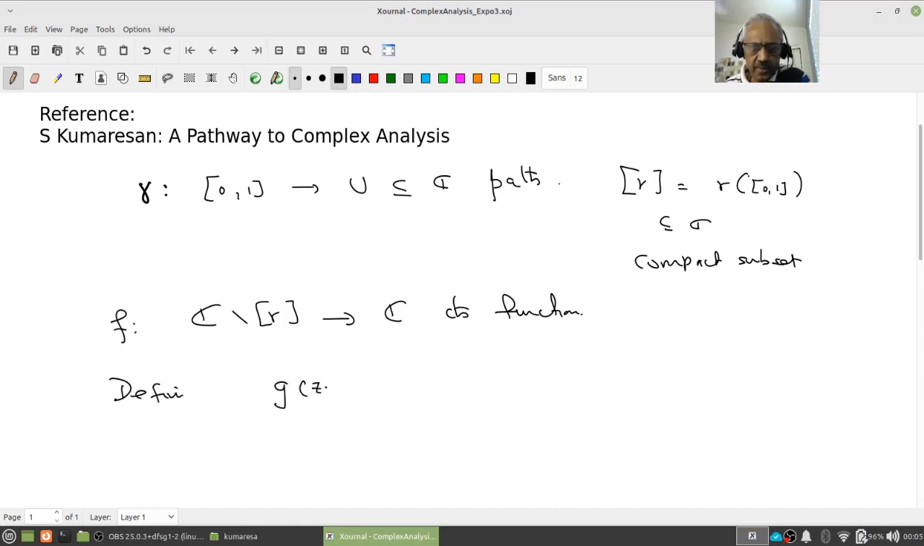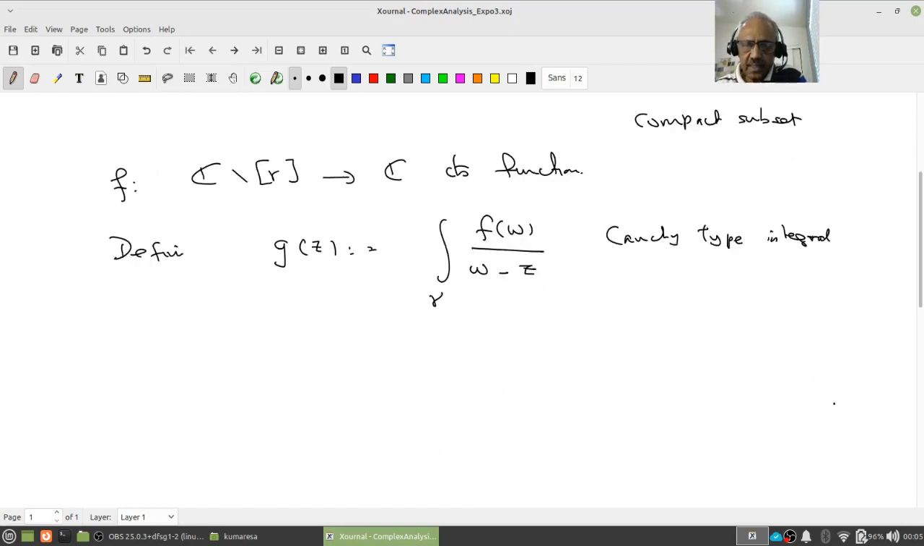g of z to be the integral of f of w by w minus z over the path gamma. This is known as a Cauchy-type integral. And notice that this w is going to be over gamma, therefore I have to say this z should not be in gamma. Okay, this is the result, a beautiful result.